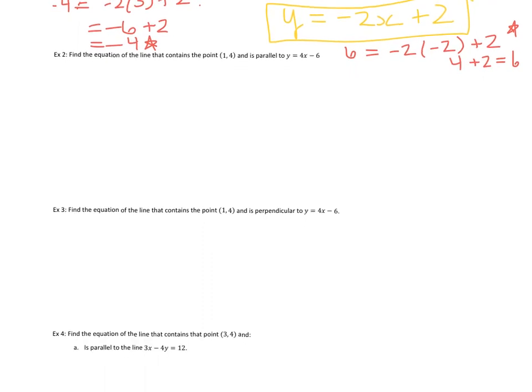All right, let's look at a variation. We are going to find the equation of the line that contains a point and is parallel to y = 4x - 6. Normally we know that we need a point and a slope. In this case, we have a point and a line. But we know our new line is going to be parallel to this line. Well, what do we know about parallel lines? They have the same slope. So our line is going to contain the point (1, 4). It's going to be parallel to y = 4x - 6. So that actually means the slope of our new line has to be the same, because parallel lines have the same slope.